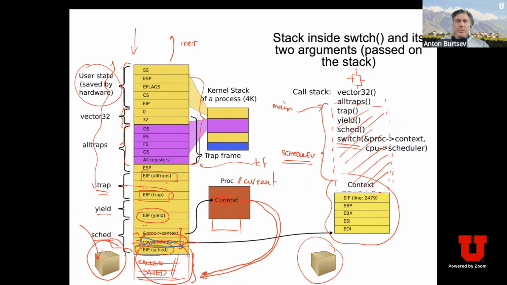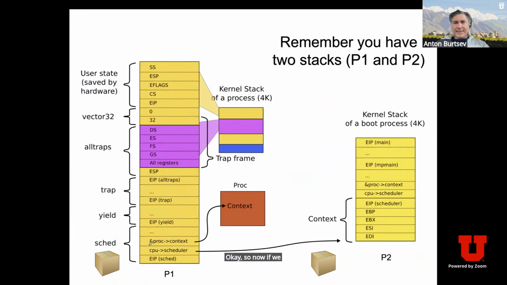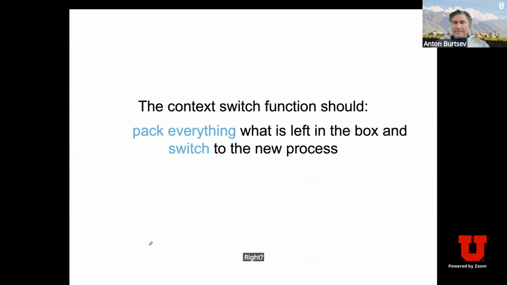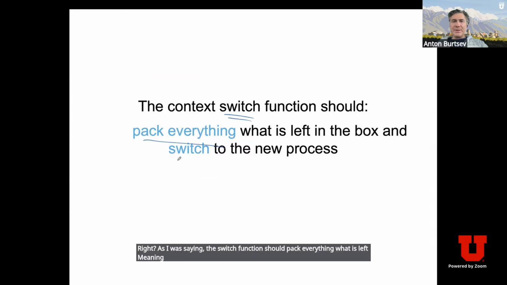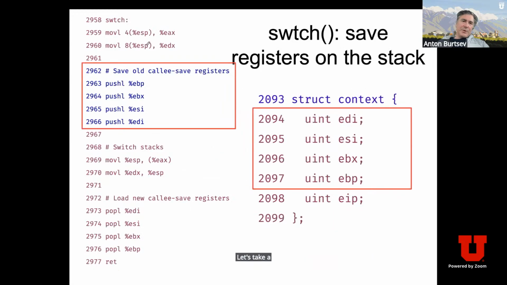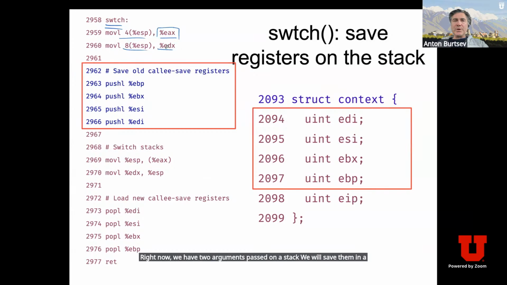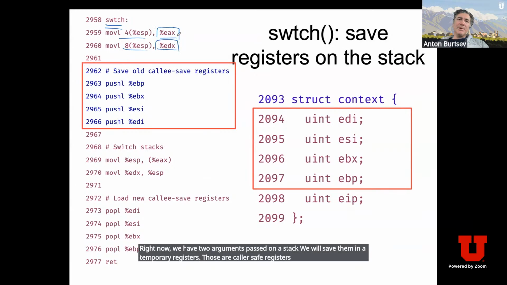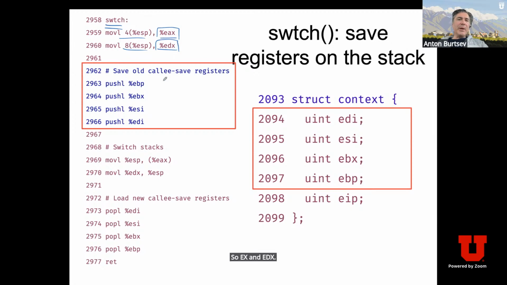Okay, so now if we understand how it works, let's see what's inside the switch function, right? As I was saying, the switch function should pack everything that is left, meaning callee-saved registers, and switch to the new process. Let's take a look. So this is inside the switch function. Right now we have 2 arguments passed on a stack. We will save them in temporary registers. Those are caller-saved registers, so we're free to override them. So EAX and EDX.